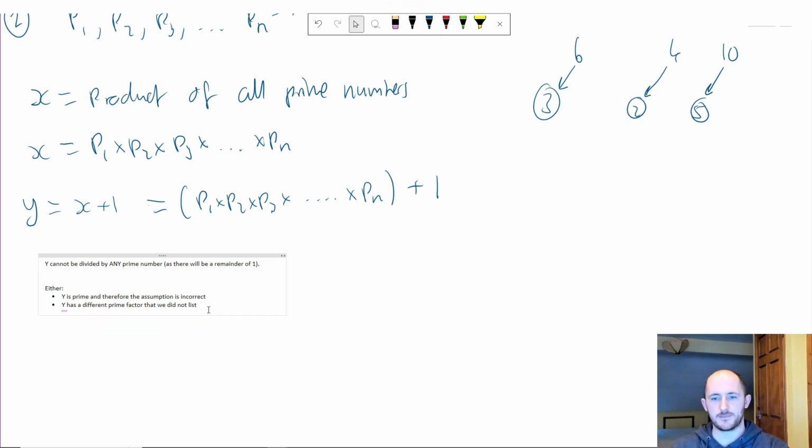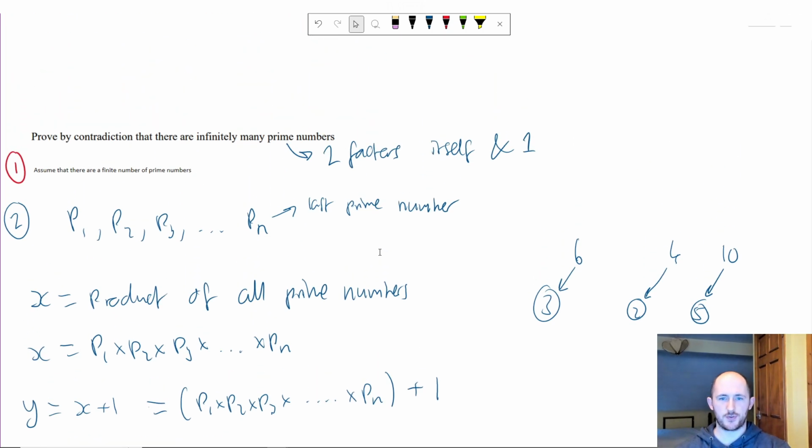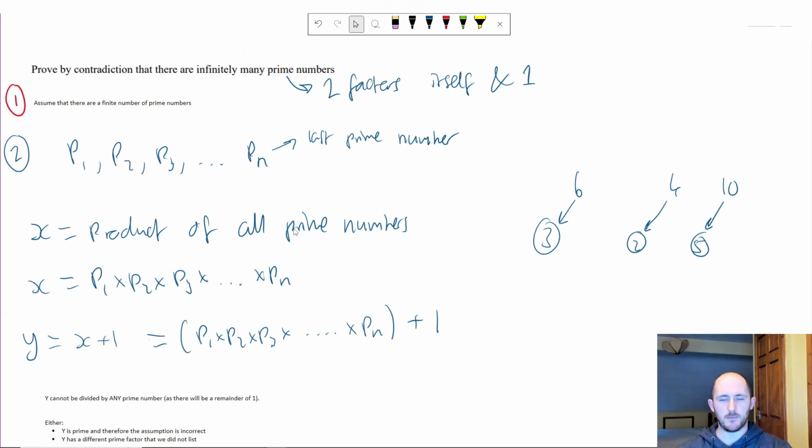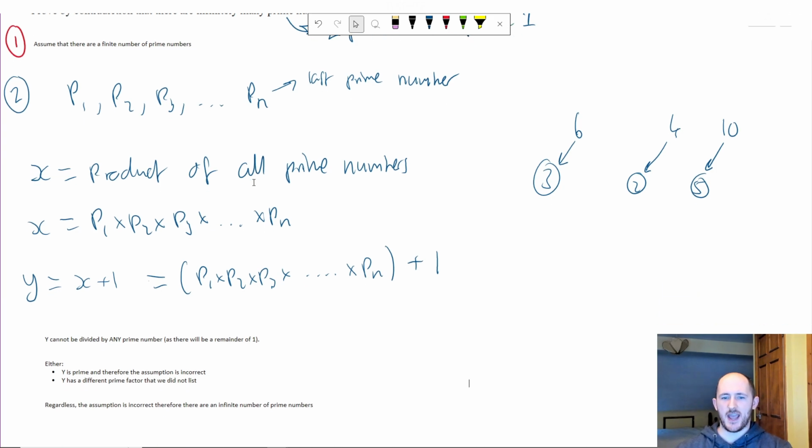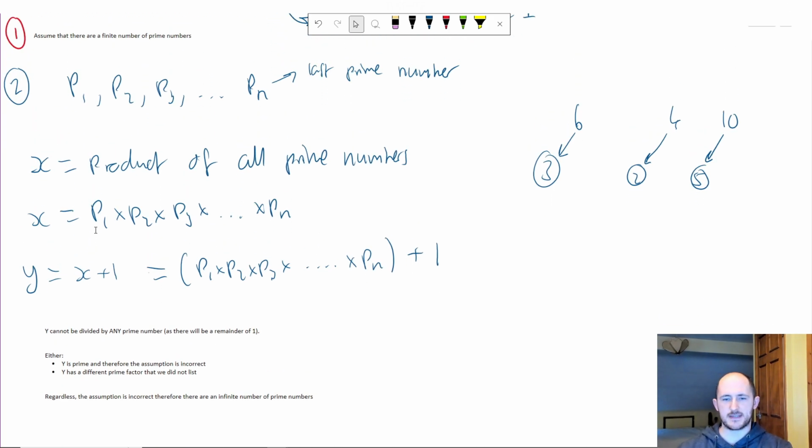Either way, so regardless, the assumption is incorrect. Right. Therefore, there are an infinite number of prime numbers. And balance is restored to the universe because, of course, that is 100% true. There are not an infinite number of... Sorry, God, there are not a finite number of prime numbers. The double negatives really get me sometimes. But once again, it's always 3 steps.